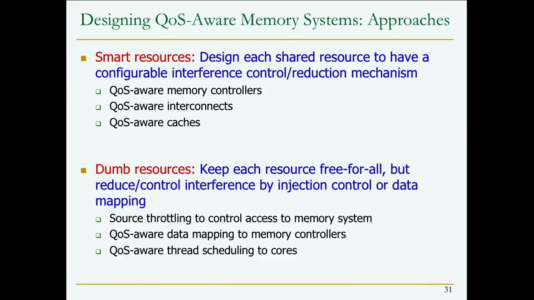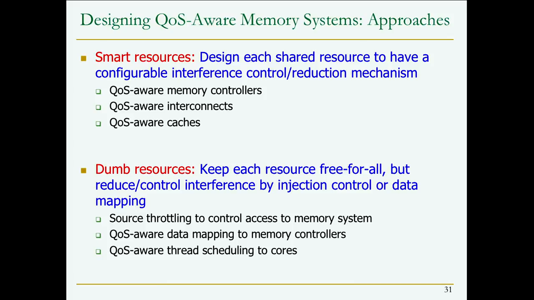The second one, you keep each resource as it is today, or even today there are a lot of smart resources that we have. Today is not 2005, 2006. Today is 2017. So today we already have smart resources, but okay. Keep each resource free for all, so that you don't put a lot of effort into designing the resource itself. Like memory controllers are kind of dumb, let's say. They're first ready, first come, first serve, maybe with little tweaks.